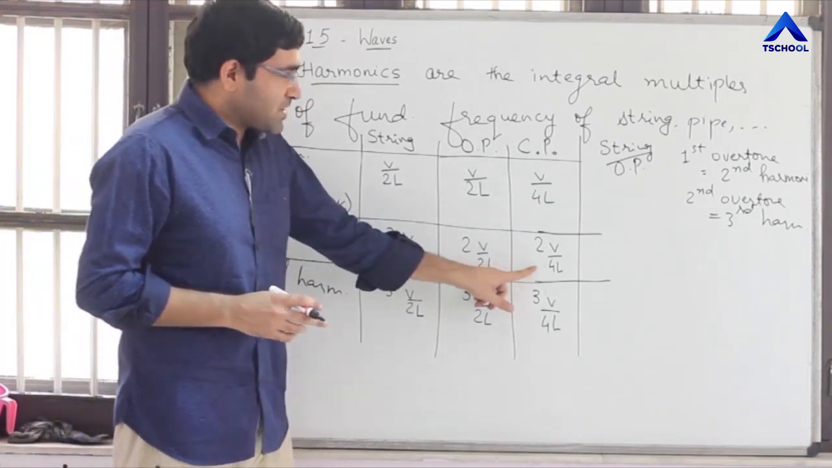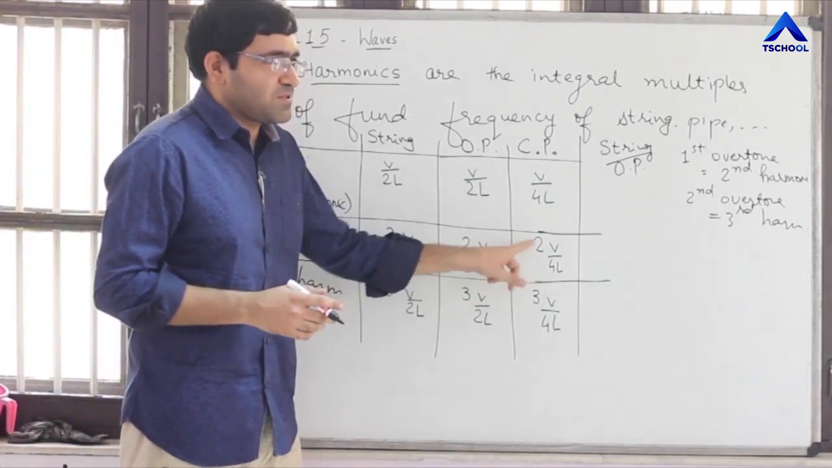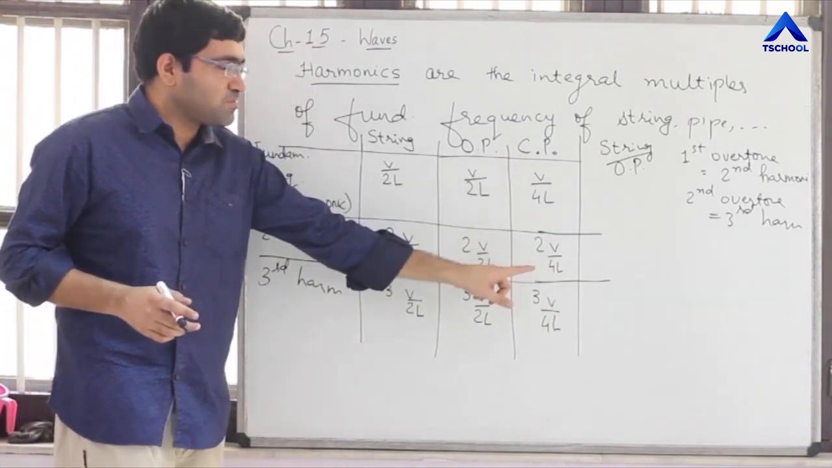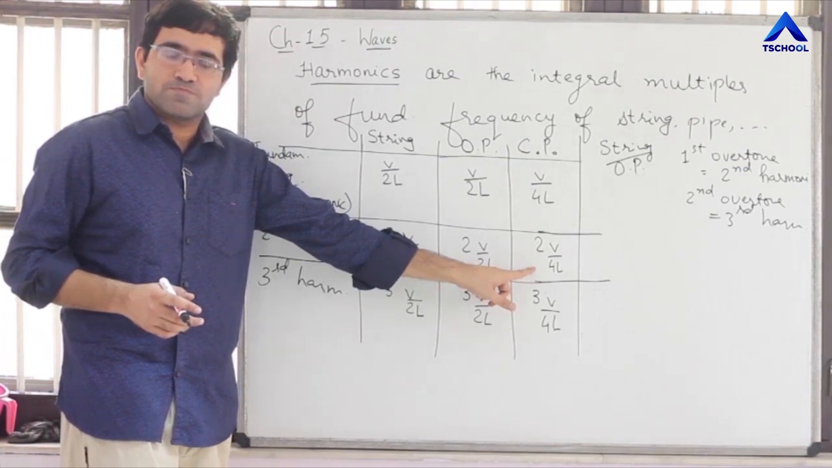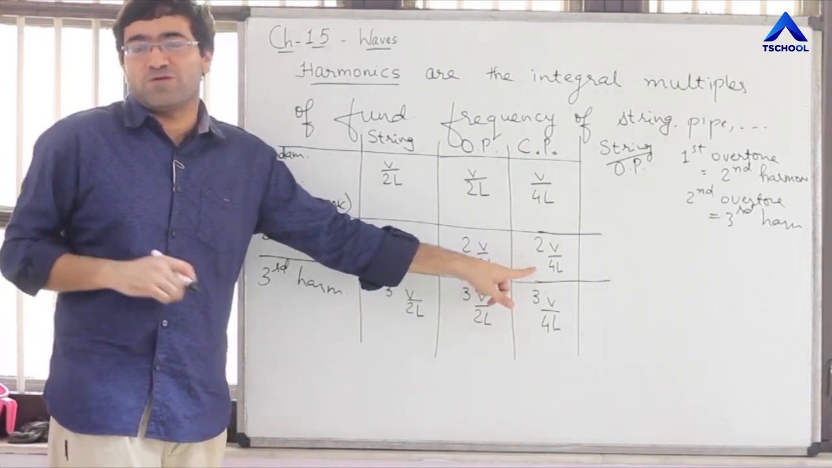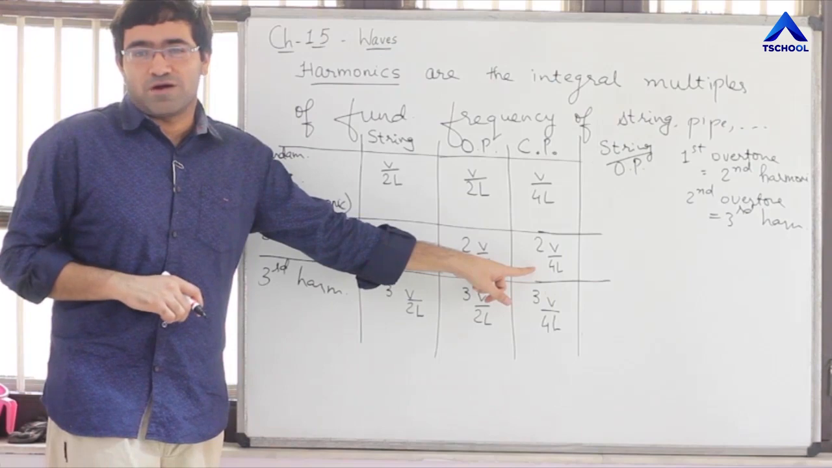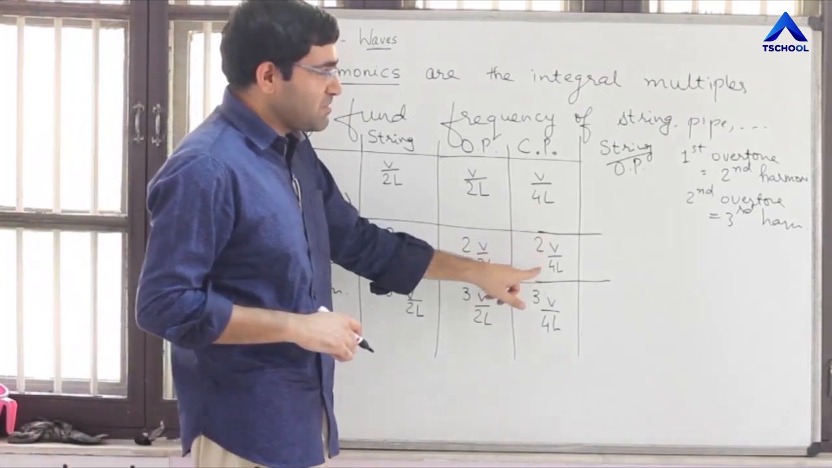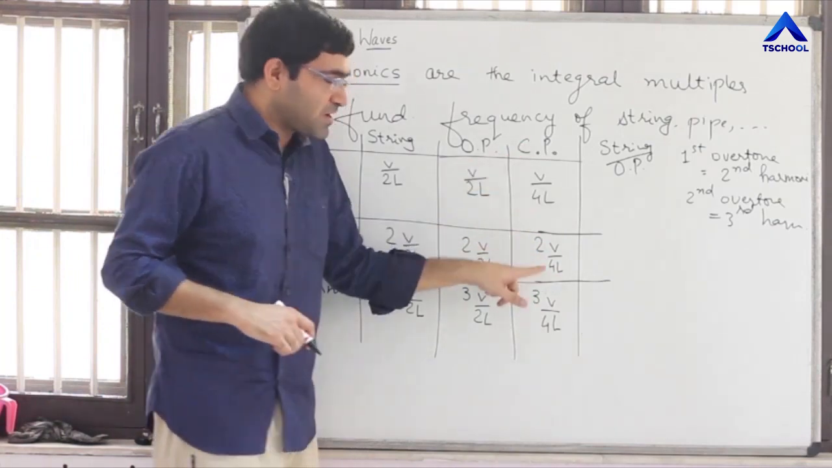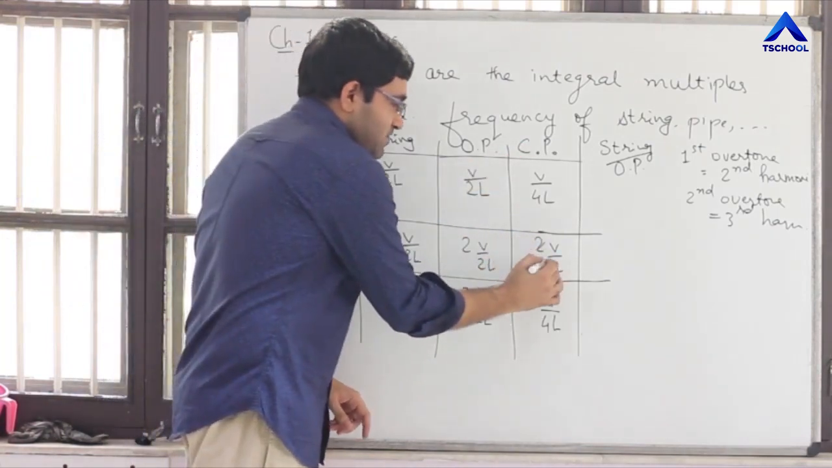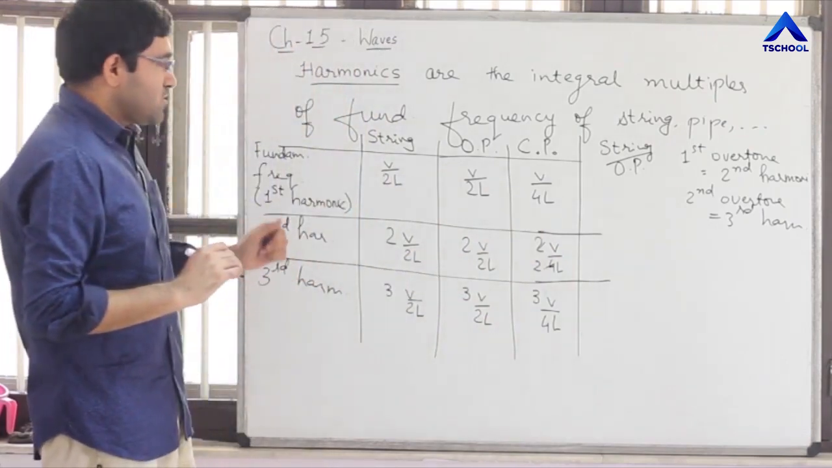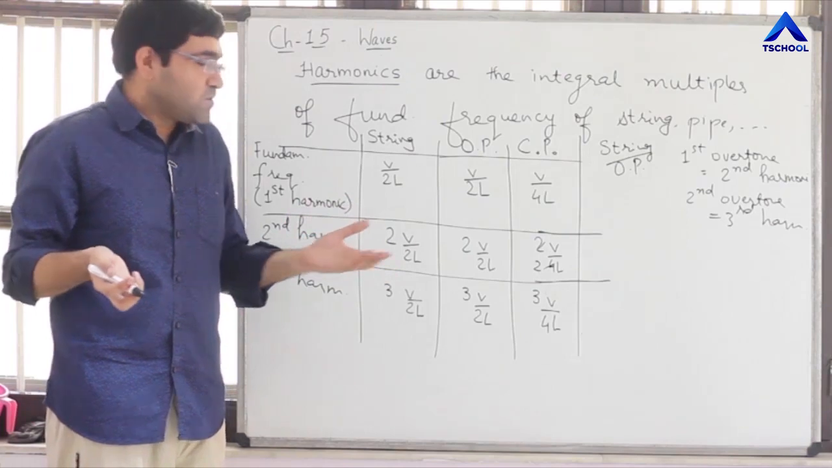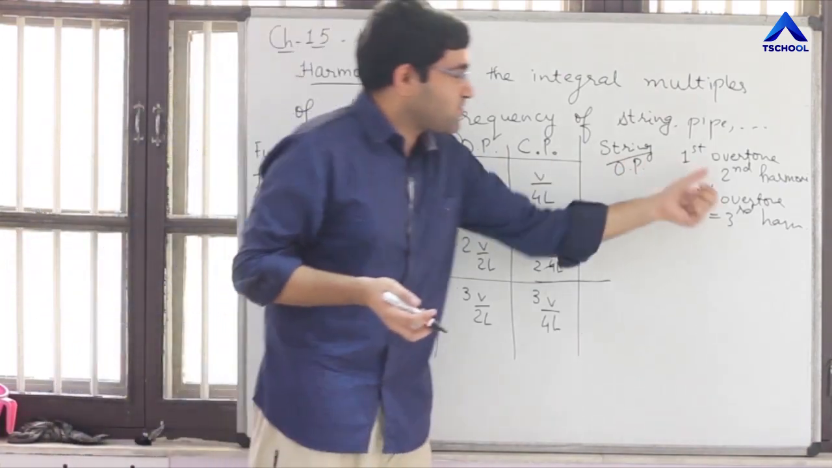Look at the second harmonic. The 2 is cancelled, so V by 2L. Second harmonic V by 2L for a closed pipe. Well, that's not an overtone frequency. I hope you got what I said. It's not an overtone frequency. The second harmonic is V by 2L. So for a closed pipe, is V by 2L the first overtone? The answer is no. So the second harmonic is not the first overtone.